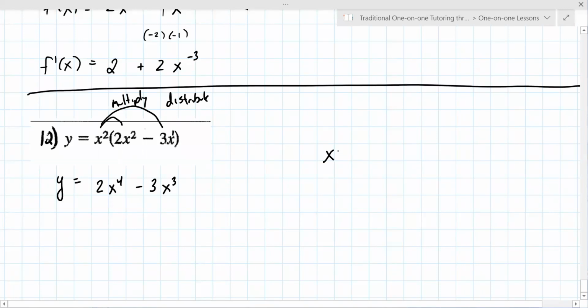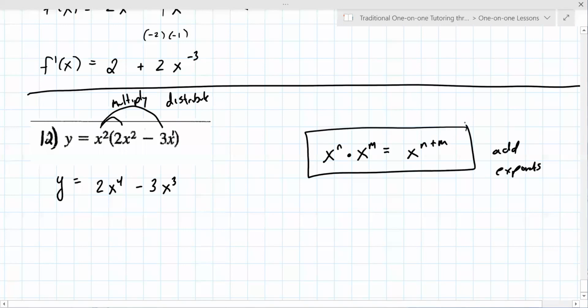And this rule is you have x to the n times x to the m. It's x to the n plus m. So you add the exponents. So you distribute in. Okay, and now you can take your derivative.